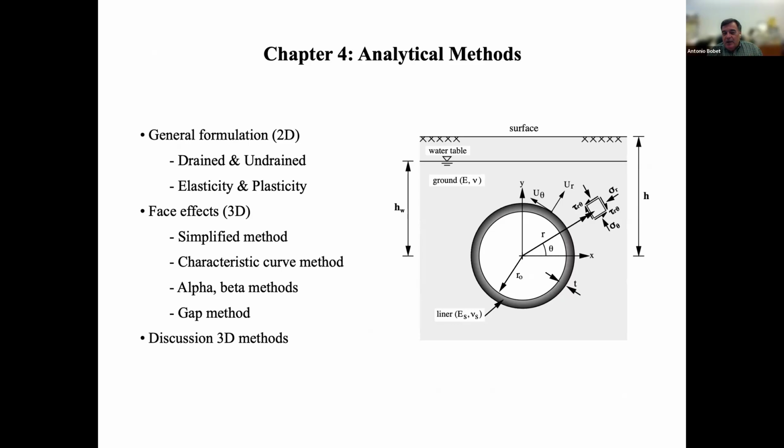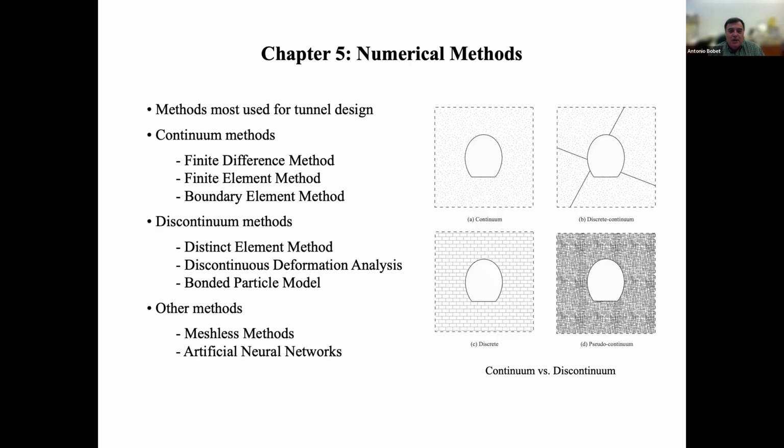We spent some time looking at the limitations of these methods, particularly on how face effects and 3D effects would be incorporated in these methods. We list some of the approaches that could be used or people have used: the simplified method, the characteristic curve method, the alpha and beta methods, and the gap method. And then we have a discussion, as I mentioned, about how good or how not so good these methods are.